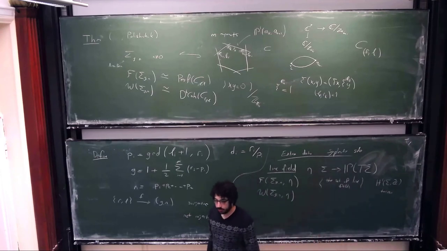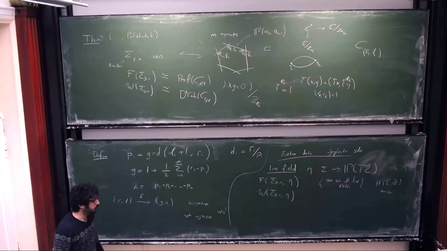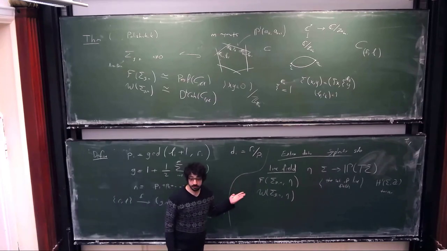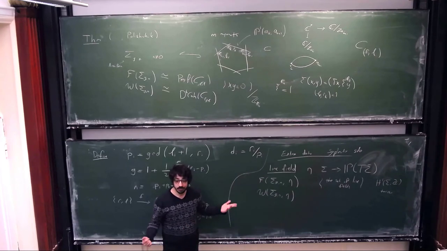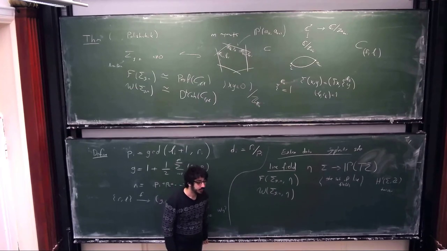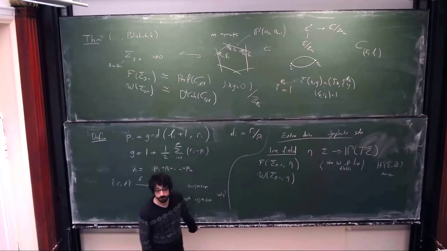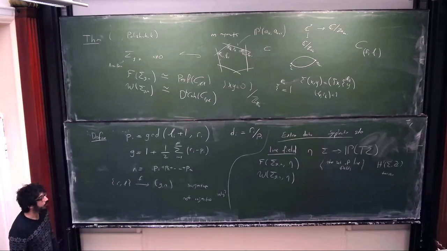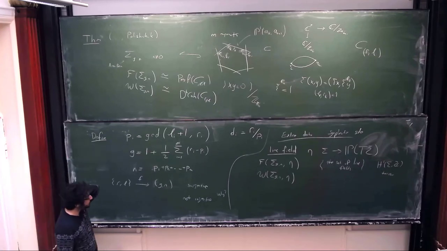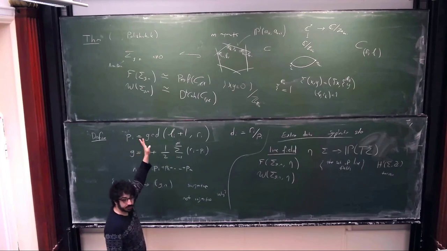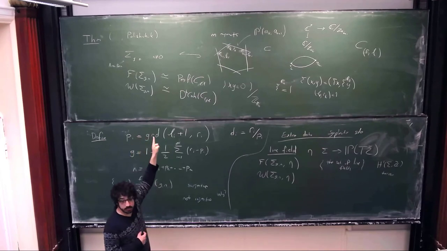So for each one of these, I have a category that's Z graded, and they are drastically different. If I choose a different line field, they are not usually going to be equivalent, and they will have different behaviors. So it's important to choose, and in order to say this, it's important to specify the line field. What I have in mind is that there exists a choice of a line field, not canonical, that makes this equivalence true.